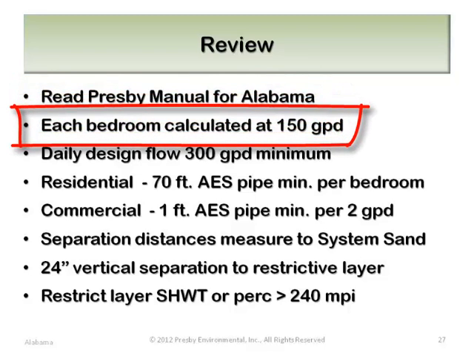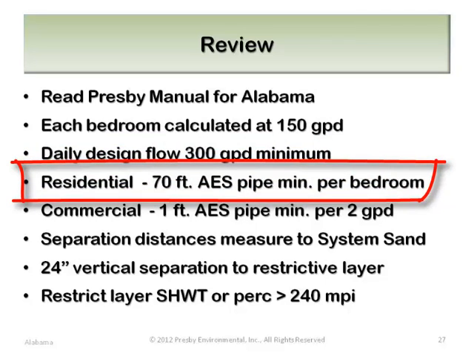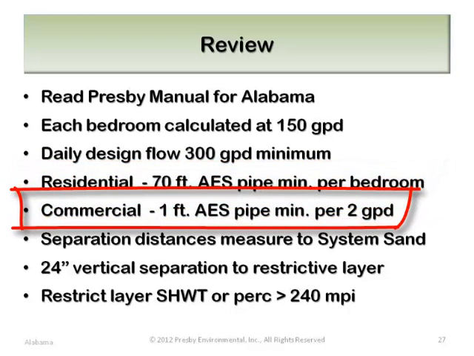Each bedroom is calculated at 150 gallons per day. And the minimum daily design flow for any system is 300 gallons per day. The Presby pipe required for a residential system is calculated at a minimum of 70 feet per bedroom. For a commercial application, the advanced Enviroseptic pipe requirement is calculated at 1 foot for every 2 gallons of daily flow. But remember, always consult the factory for high-strength effluent recommendations.